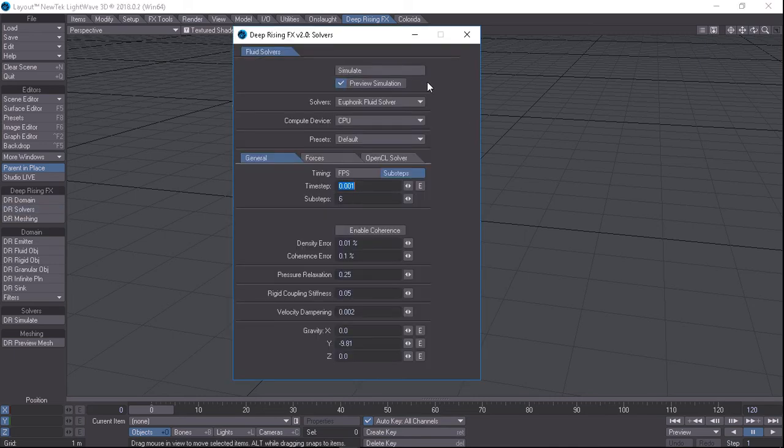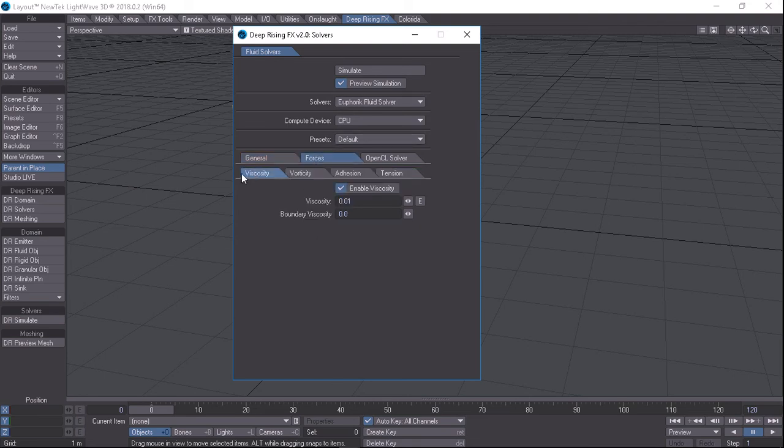Viscosity is a solver force, specifically in the Euphoric solver. So to find it, you go to the Solvers tab, and under Euphoric, you go to Forces, and it's the first force out of the four forces that are available for Euphoric. Now, there's two types of viscosity. There's normal viscosity, which I'll discuss briefly, and boundary viscosity. So it's the same concept but applied to two different things.